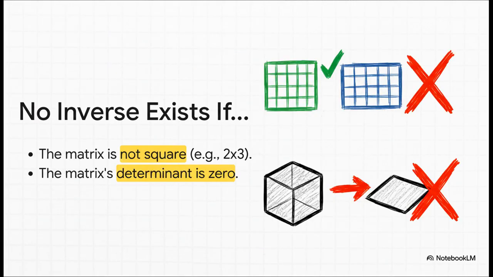First off, the matrix has to be square. That means it has to have the exact same number of rows as it has columns. So a 2 by 2, a 3 by 3, that's fine. But a 2 by 3? Nope, no inverse for you.